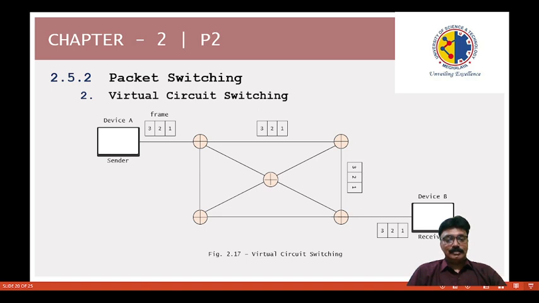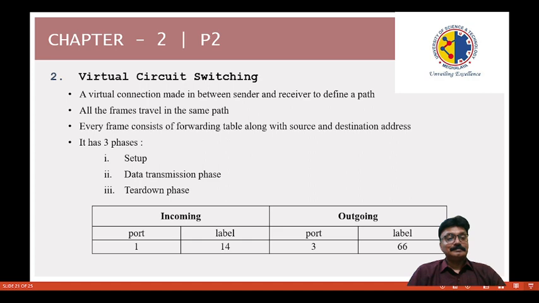Now virtual circuit switching. In this picture, we find the entire frame, the combination of all packets or all datagrams. It makes this frame for data transmission between the sender and receiver. The entire frame can be transmitted from one node to another like this, and finally it will reach the receiver. We will see how the source address and destination address are maintained.